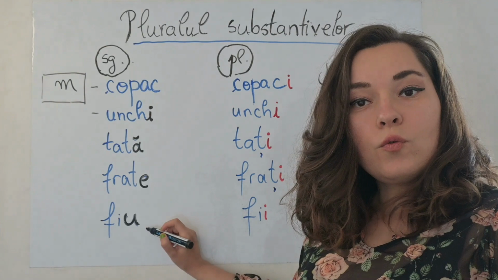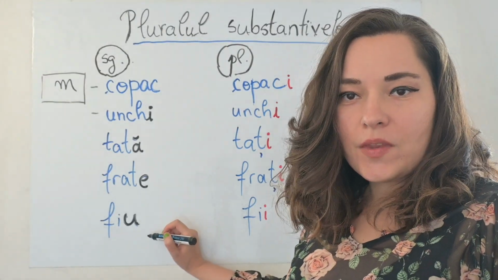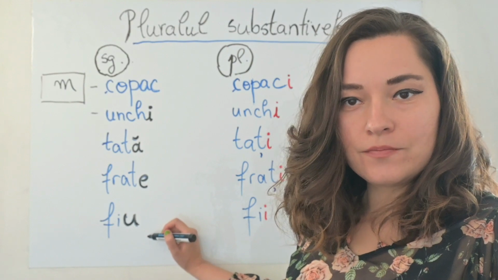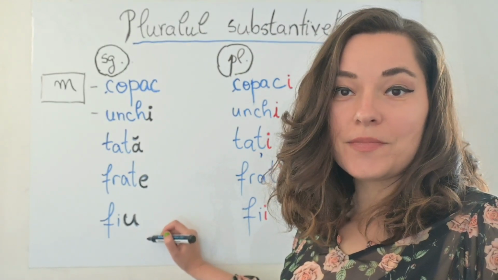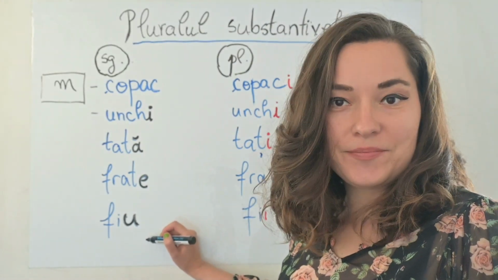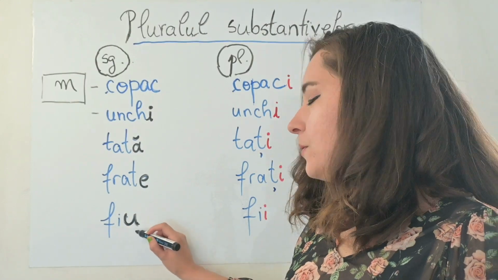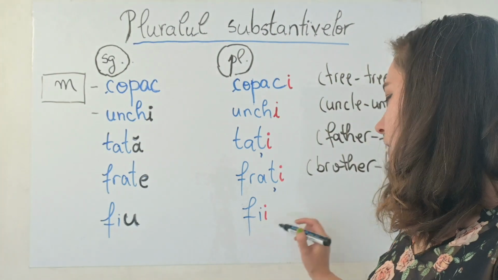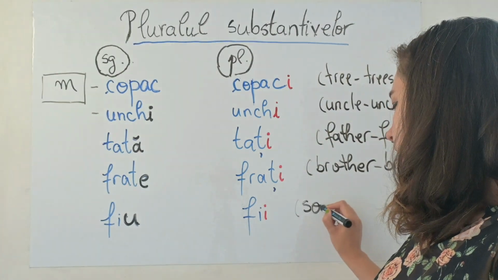If we have a noun ending in u, we add I at the plural. Fiu, fii, doi fii. Fiu means son.